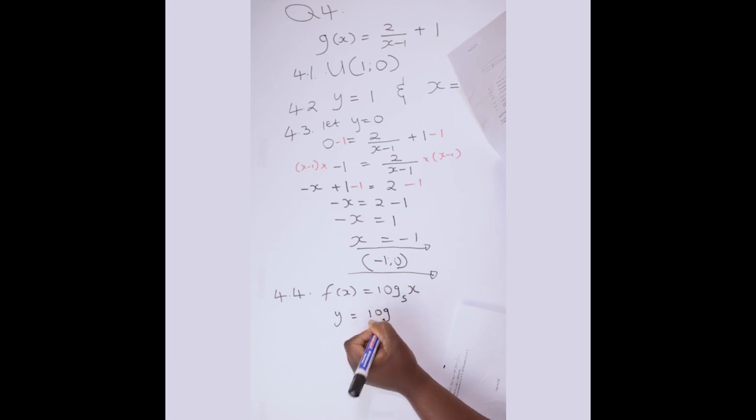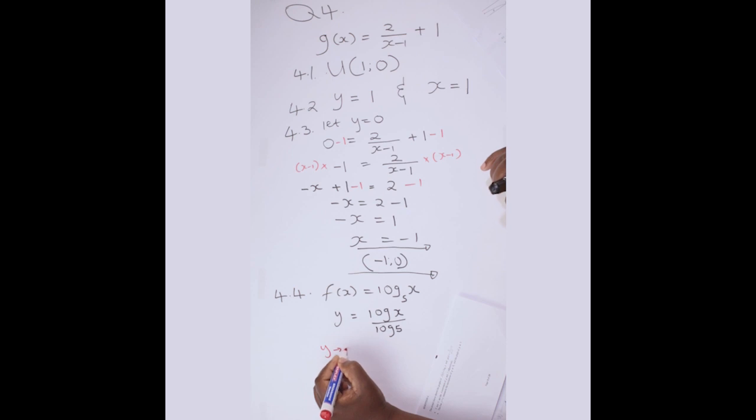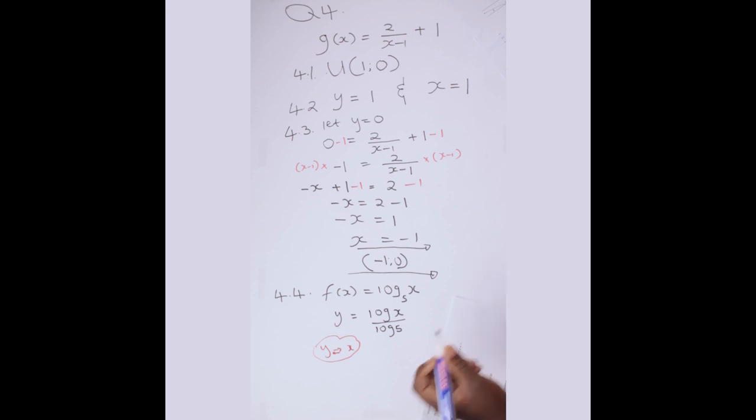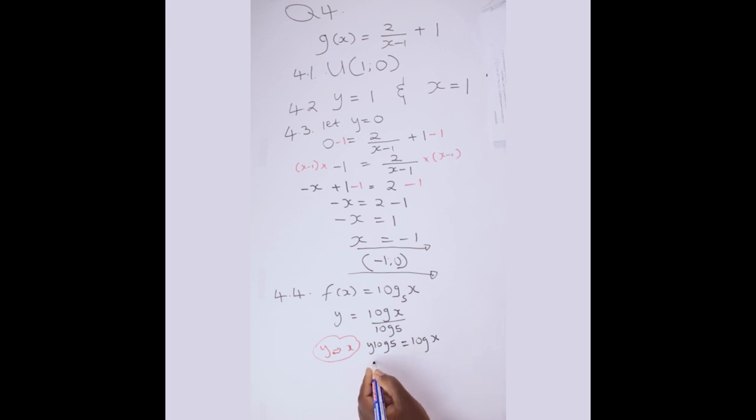log of x divided by log of 5. And then you interchange your x and y positions. When you interchange your x and y positions, you will therefore have y log 5 equals log x. And then y log 5 can be rewritten as log 5 to the exponent y, which will be equal to log of x.